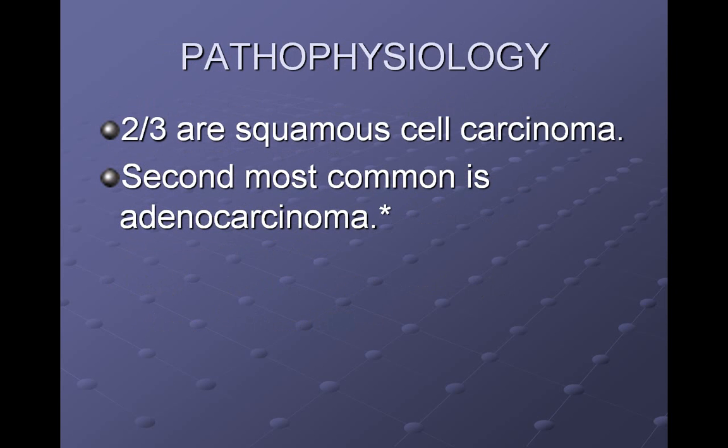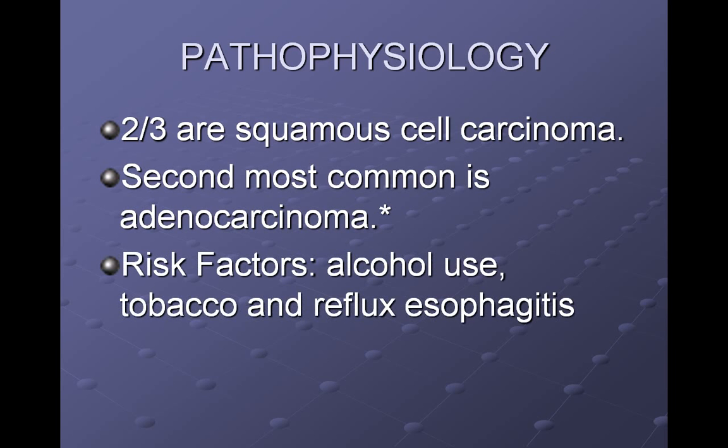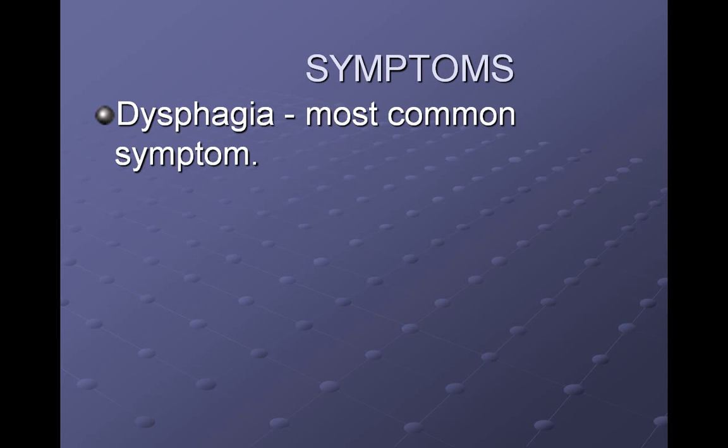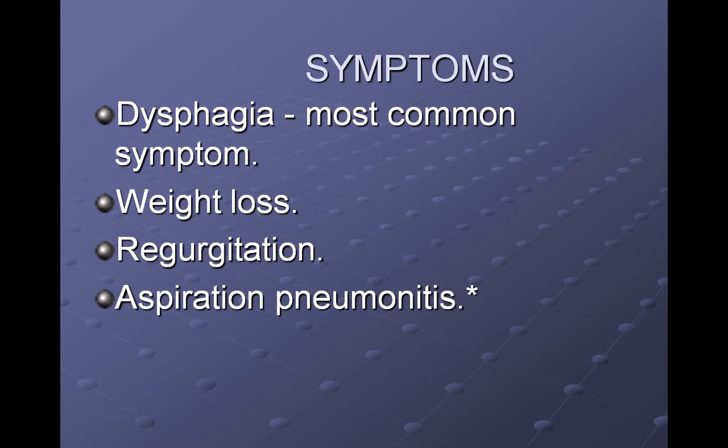Two-thirds of this type of cancer is caused by squamous cell carcinoma, second most common adenocarcinoma. Risk factors: alcohol use, tobacco, and reflux esophagitis. It's more common in men ages 55 to 70 years of age. Symptoms include dysphagia, which is the most common symptom, weight loss, regurgitation, and aspiration pneumonitis, which we have talked about in the past.